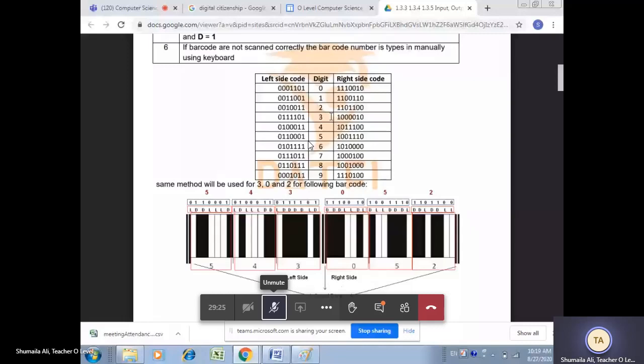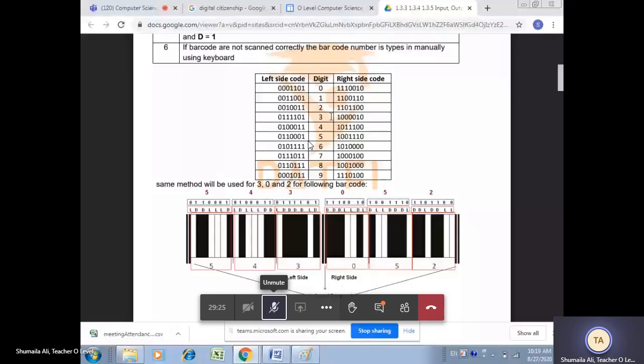Now the second digit is 5, 5 at the right hand side. Earlier we drew 5 at the left hand side, but now we have a 5 at the right hand side. So what is the code of 5 at the right hand side? It's 1000110. So we have 1 black line, 2 white lines, 3 black lines and 1 white line.